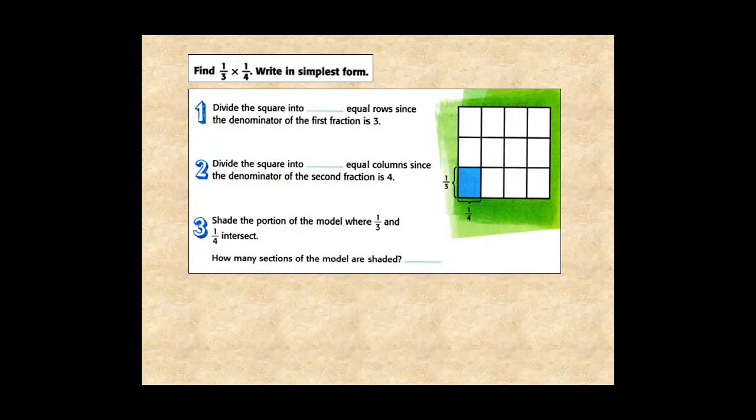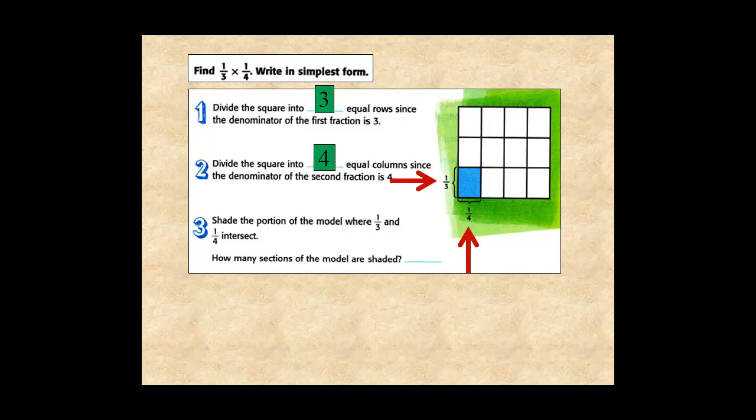For the example on page 733, multiply 1/3 times 1/4. Divide the square into 3 equal rows, since the denominator of the first fraction is 3. Each row represents 1/3 of the total. Divide the square into 4 equal columns, since the denominator of the second fraction is 4. Each column represents 1/4 of the whole.